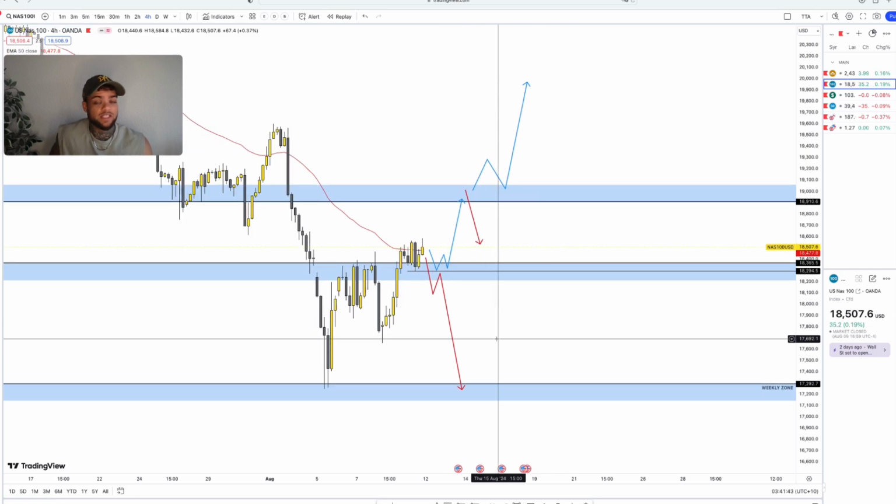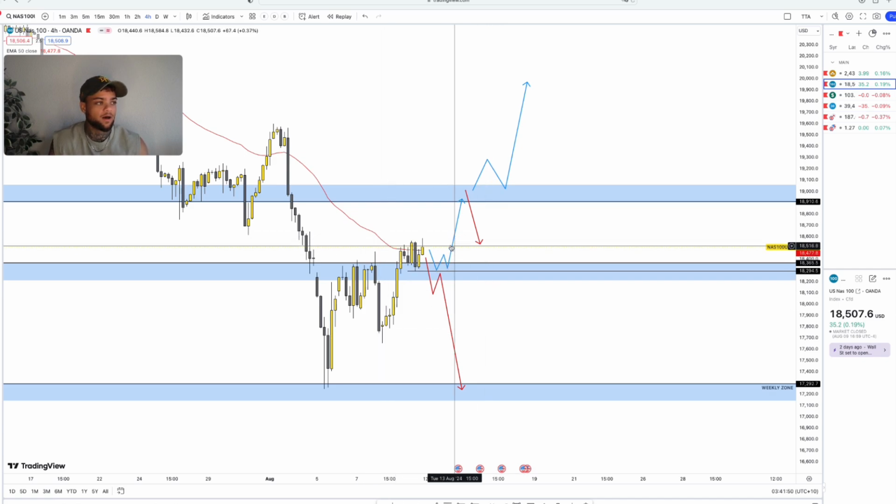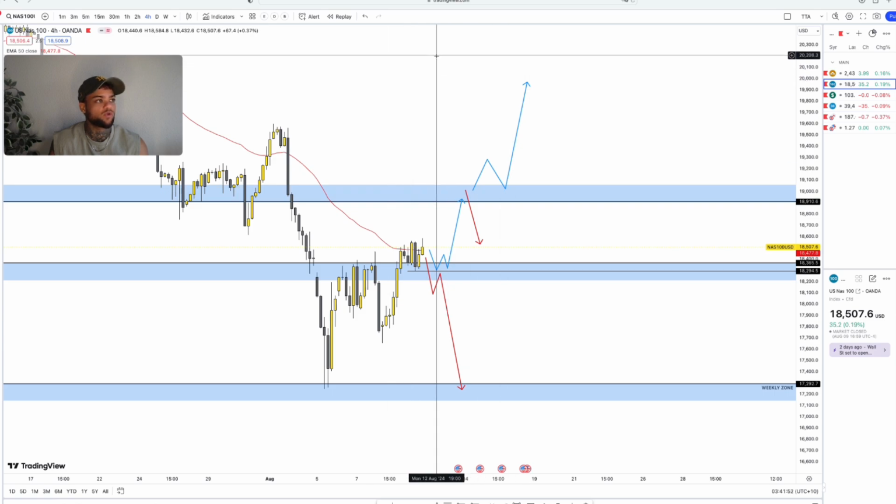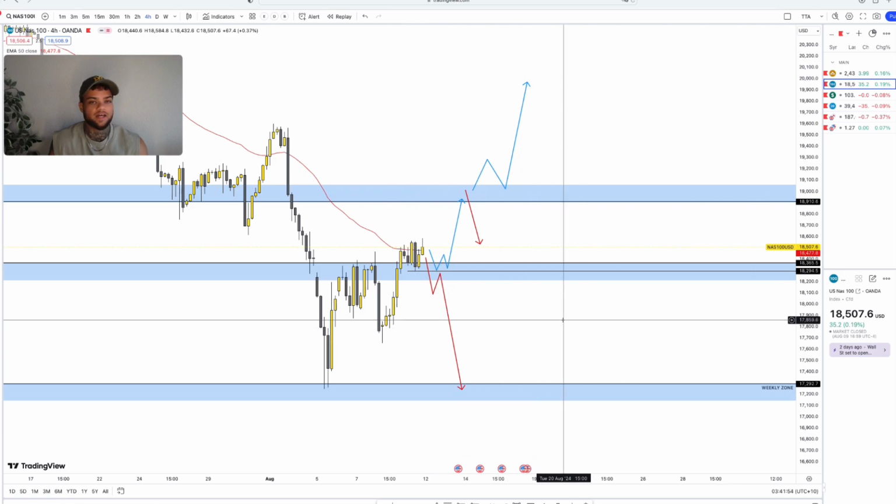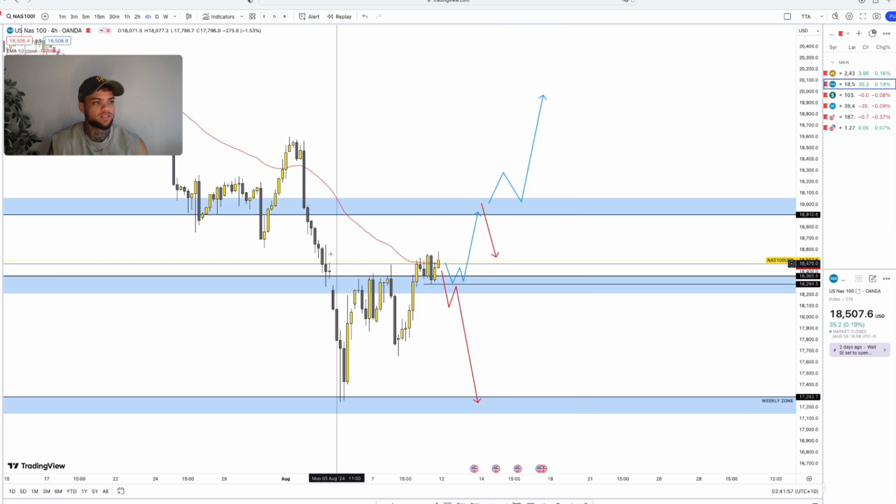So yeah guys, that's basically my take on gold and on NAS. As always, we got to react and adapt to what the market is going to do during market open. Obviously by market open, price could already be all the way up here or all the way down here, so you just got to readjust your zones and see where price could head next, right?